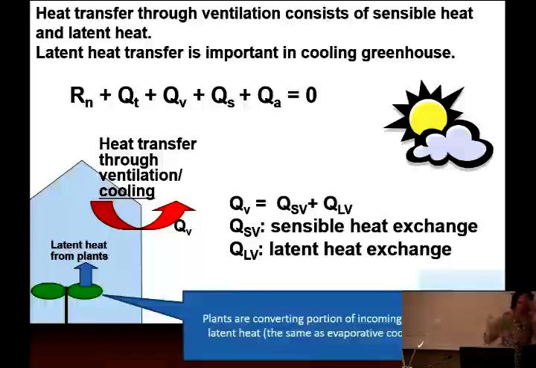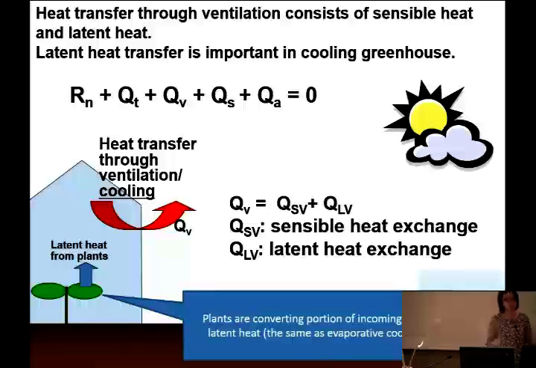Right? So if you enter an empty greenhouse under the same radiation level, you usually have a much warmer temperature. But as soon as you put the plants in and the plants start absorbing energy and converting that solar radiation and other energy, net radiation, into latent heat, then that latent heat is going to go out through the ventilation. And as soon as it starts doing that, you have a much lower temperature inside.